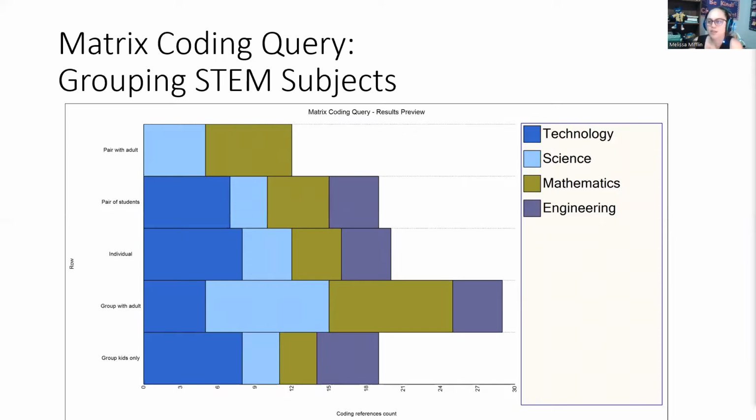So this shows that most observations were groups with adults followed by individuals. With groups including adults, the largest teaching is over science and mathematics. All grouping demonstrates all 4 of the subject areas, except for when one child is paired with an adult. In that case, there's math and science observed as their subjects.